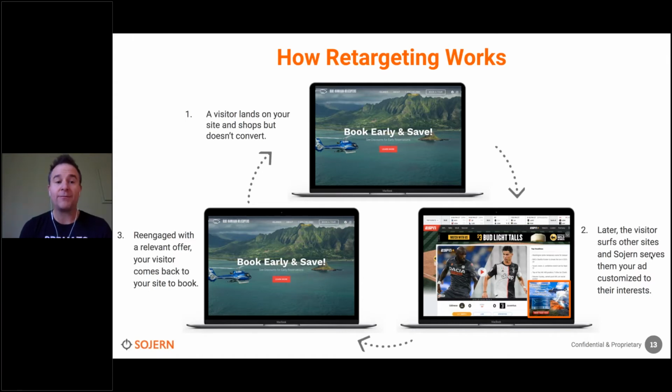And then the next slide, similar to our prospecting slide, is the example for retargeting. But let's really hone in on the key difference between the two slides. In the prospecting slide, we kicked off the process because a potential traveler visited one of our partner websites. In that case, it was American Airlines. Here, we kick off the process when a potential traveler visits your website. In this case, this was Blue Hawaiian Helicopters from our case study with them.